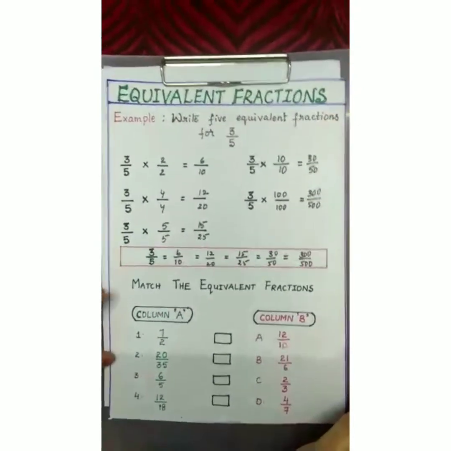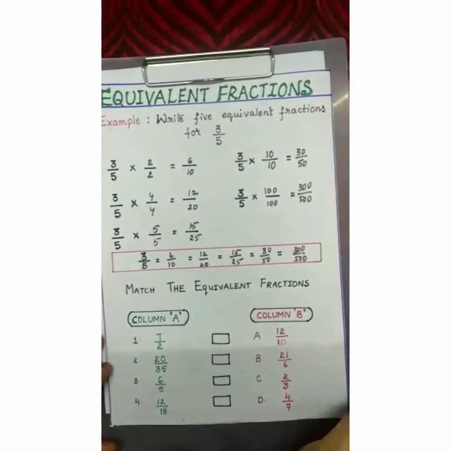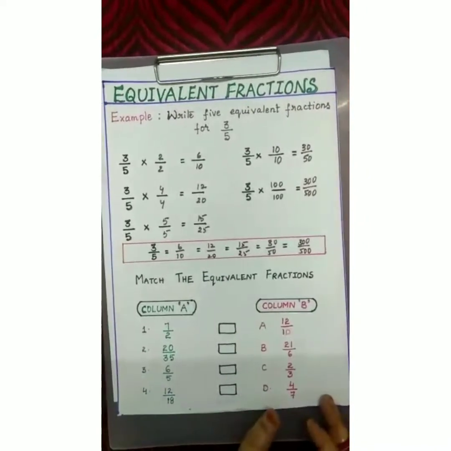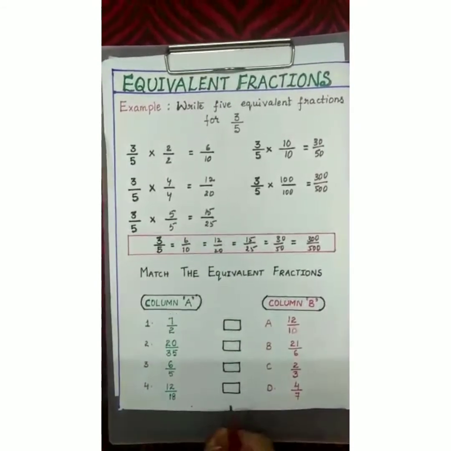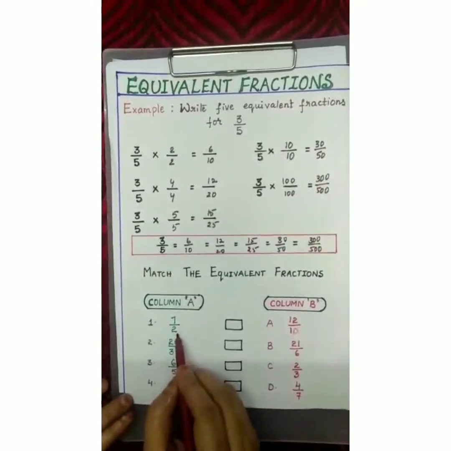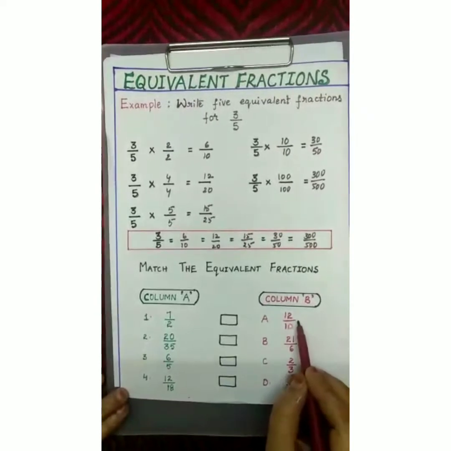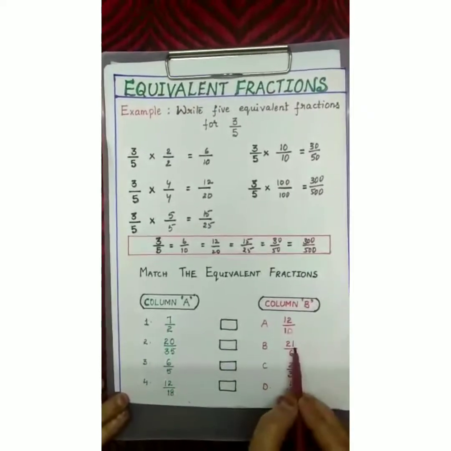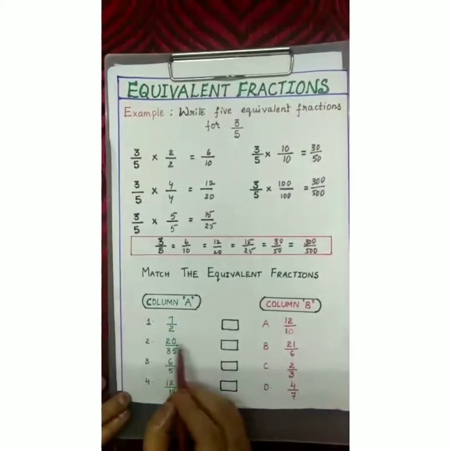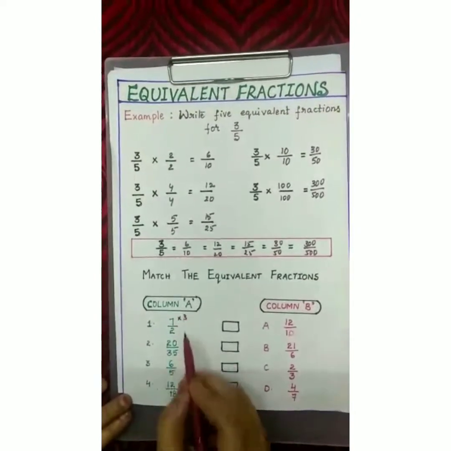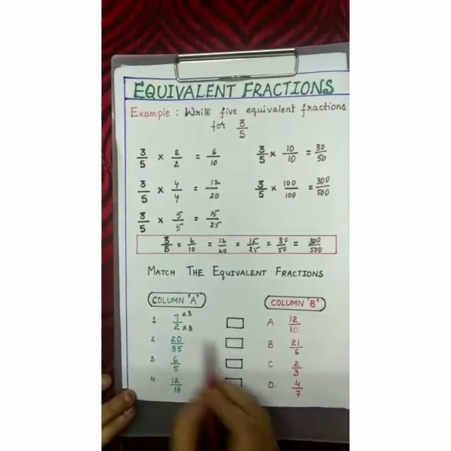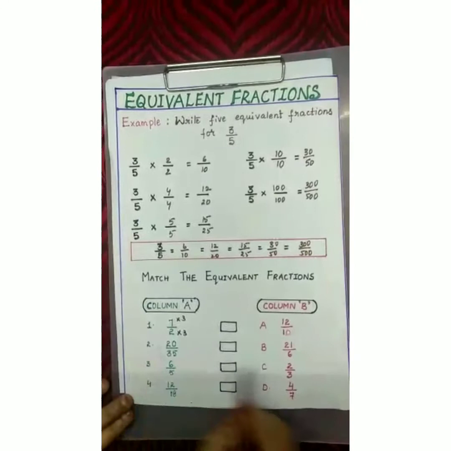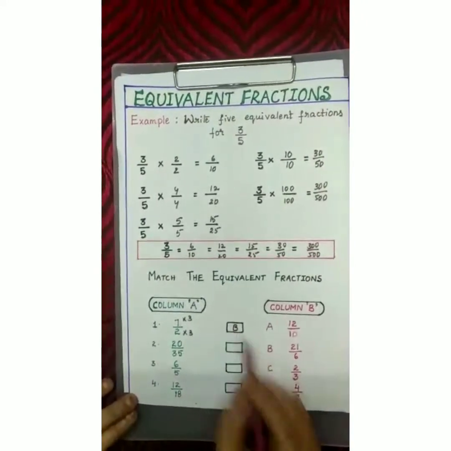Now let us do one matching here based on equivalent fractions. Here in column A you have 4 fractions and in column B you have 4 fractions. Now let us match. The first one is 7/2. Looking at the first option, 7 times something, we don't have 12. So come to the second one, 21 is here. 7 times 3 is 21. With the same 3, if you multiply, 2 3s are 6. So 21/6 is equivalent to 7/2. So the correct option is B.